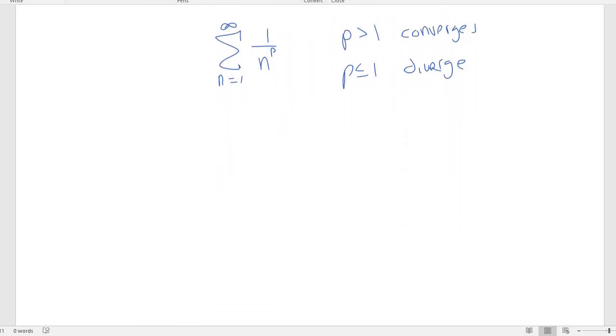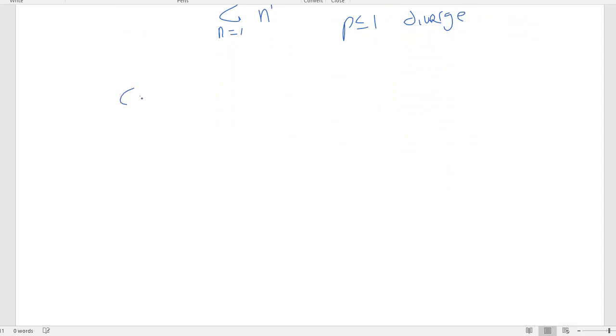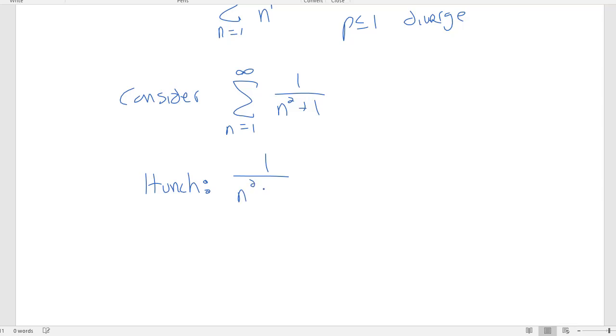Let's consider that we have the series, I'm just making something up here. Let's say we have 1 over n squared plus 1. Let's start off simplistic. We could intuitively guess, a hunch, that 1 over n squared plus 1 is going to behave like the p series 1 over n squared. So we sort of have a hunch of how this series is going to behave.